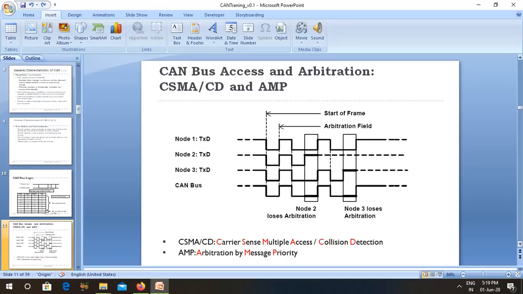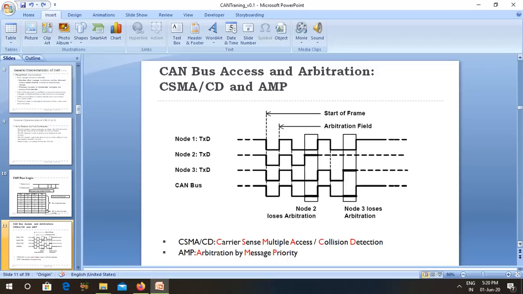Then all 3 nodes go to the dominant state, so the bus is also in the dominant state. In the next baud interval, what happens? Node 1 and 3 become dominant, but node 2 goes to the recessive state. There it loses the arbitration, so node 2 cannot transmit its message. It is removed from the arbitration.